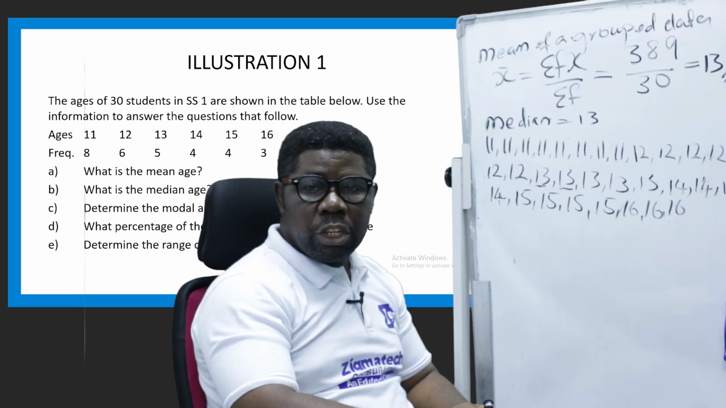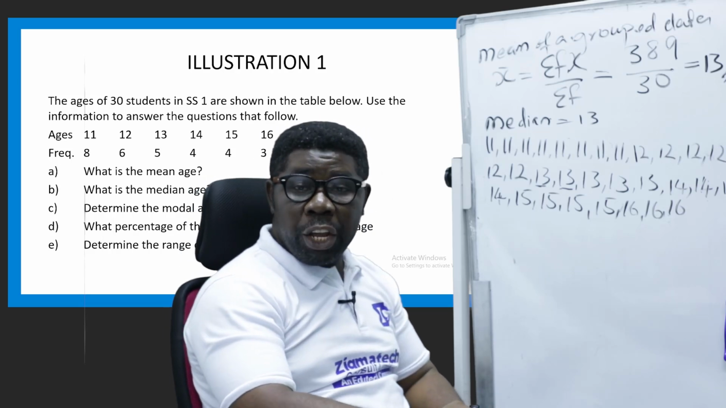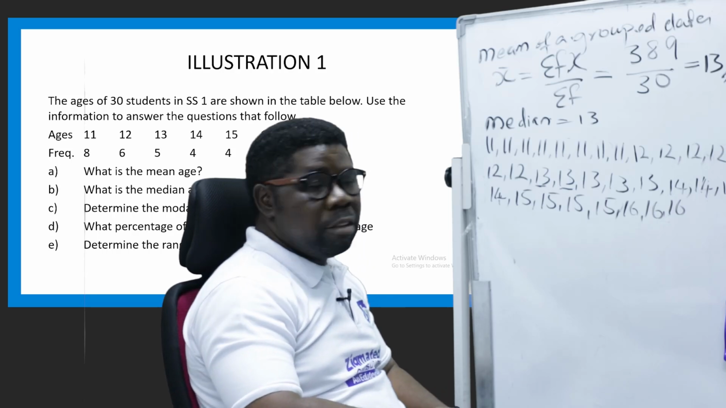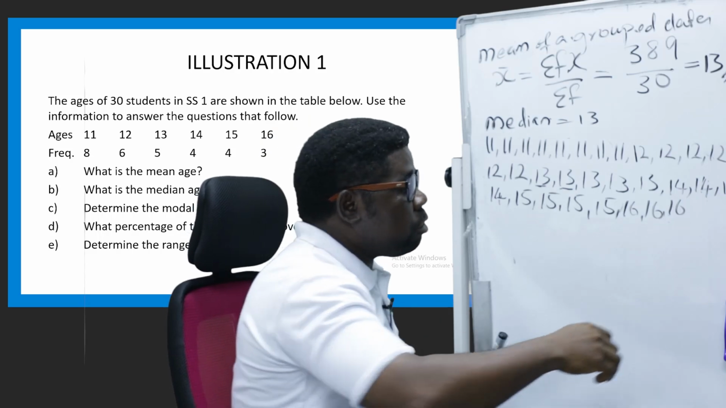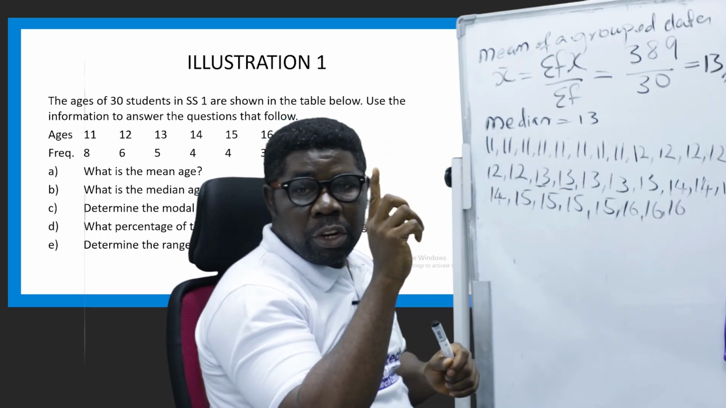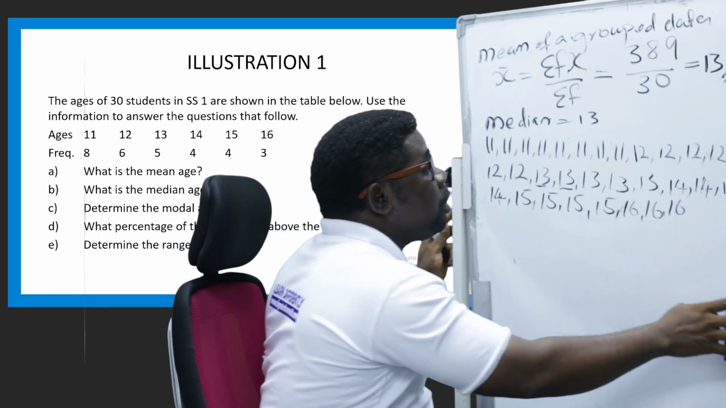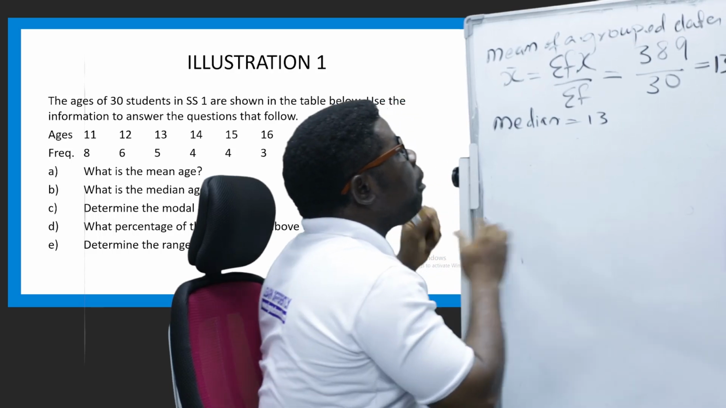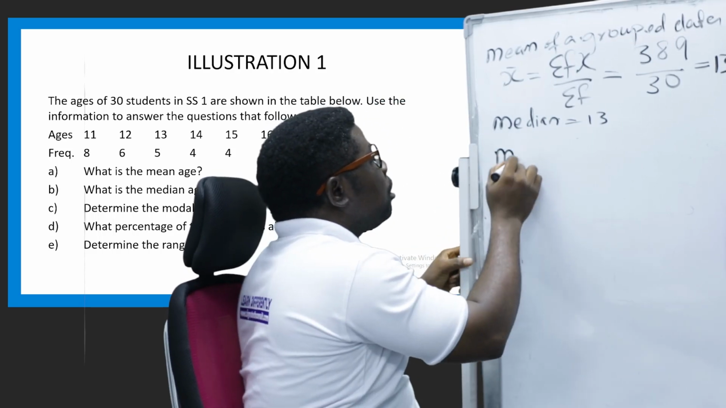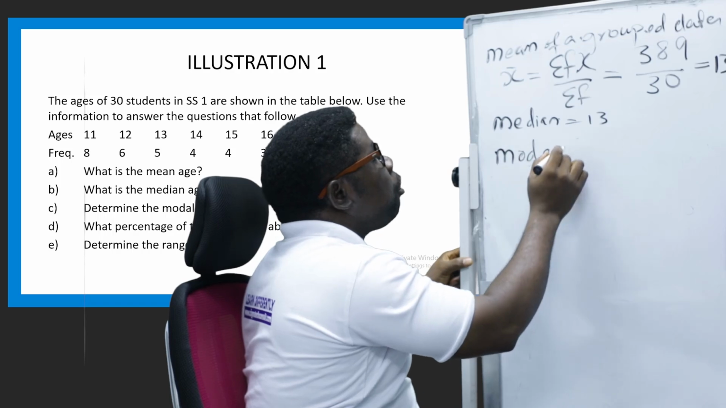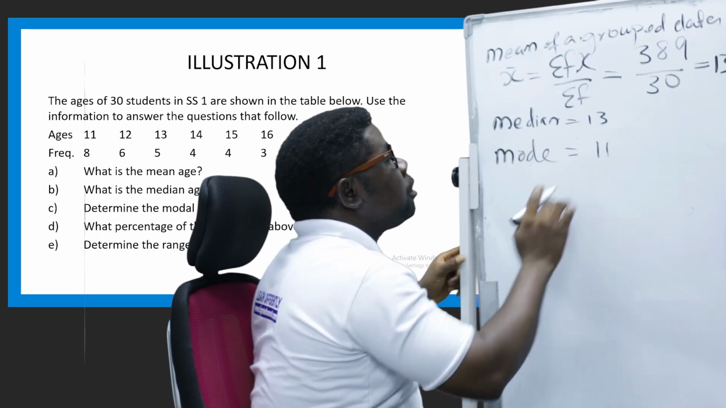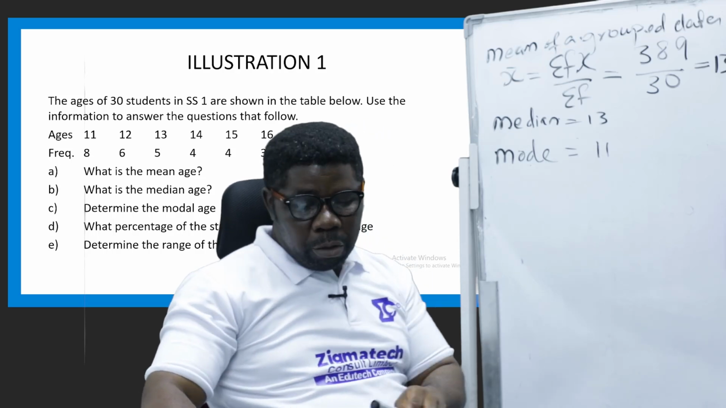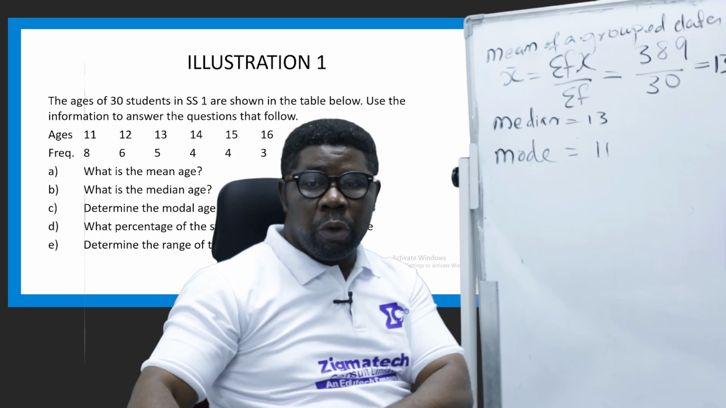So what's the mode? The mode is the most occurring value. So our mode becomes 8, because 8 has 11. So we have 11 in 8 places. So our mode becomes 11. That's the most occurring in a distribution. So we have solved this question on the board. Please follow me and set yourself similar questions and answer them.